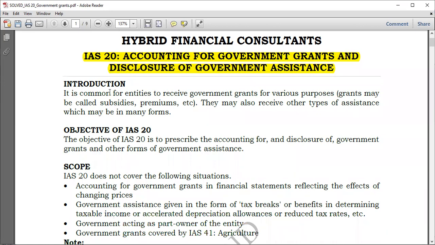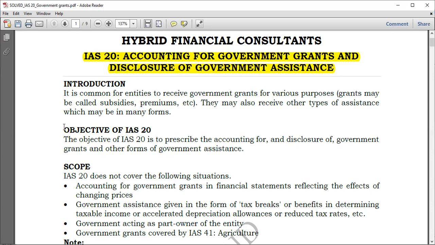As I told you, it's common for entities to receive government grants for various purposes. Maybe you're helping some people, or maybe you have created employment, and the government tells you that if you are ready to pay maybe $60 million to purchase certain equipment, then they'll add $20 million for you, provided that you will be hiring some employees for at least 10 years. The government grants you something under the condition that you fulfill those conditions.